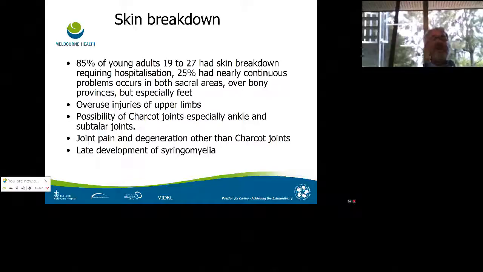There can be joint pain there if sensation or partial sensation is present, and there can be late development of syringomyelia.